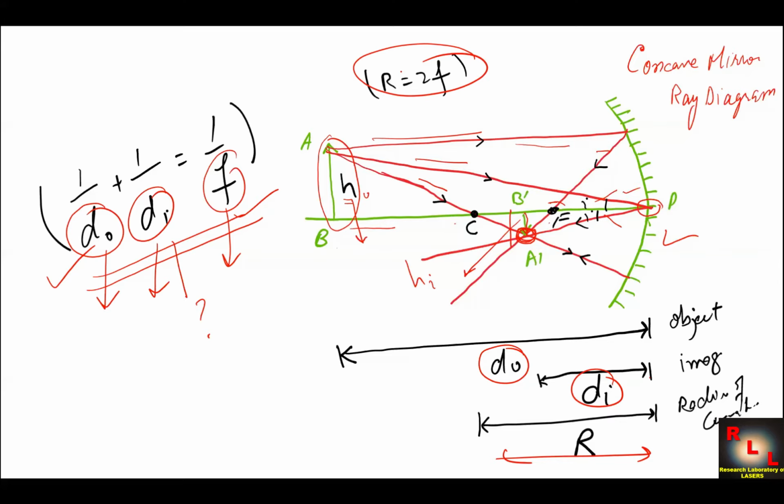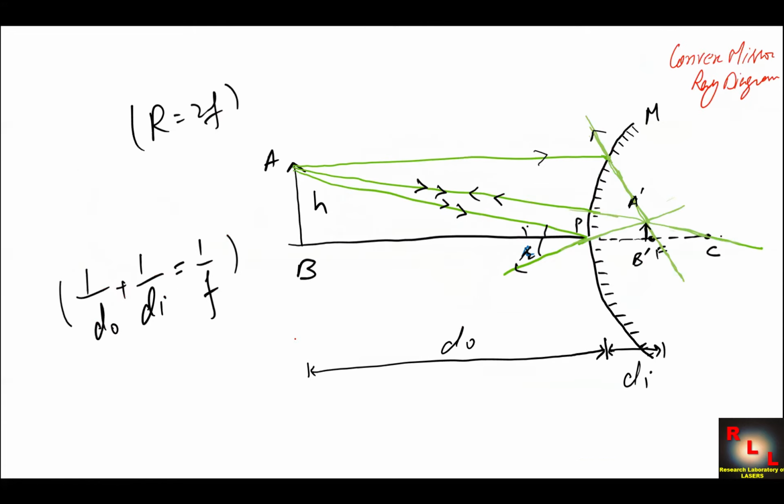Now if we move to the next slide, we can see the convex mirror ray diagram. This is a convex mirror, so its inner side is polished, and the outer side is reflecting. If the outer side is reflecting, the image formation will be different. You can say it cannot form a real image.